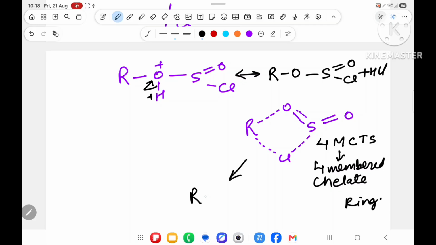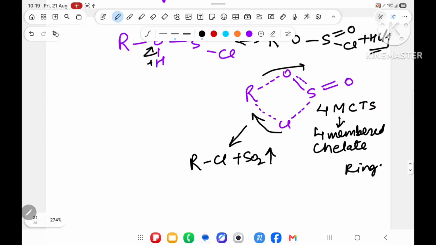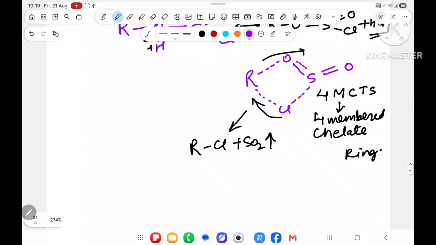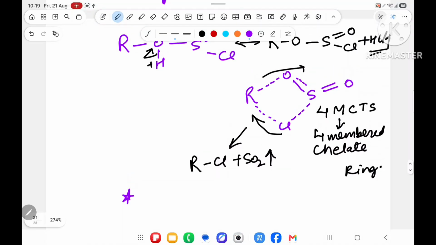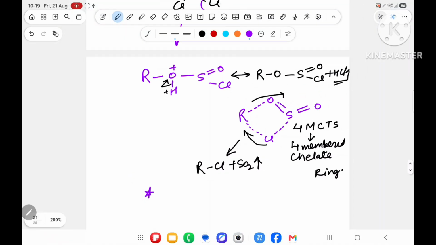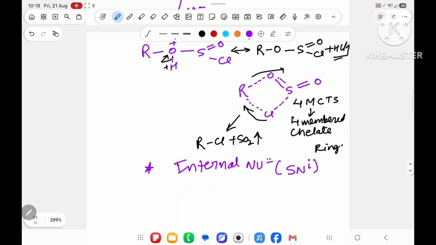After that, RCl will come. This Cl will go here and this total will go outside. So what is going outside? SO2, as Cl has already gone outside as a gaseous product. Everything happens inside, so it is known as an internal nucleophile. Whenever an internal nucleophile is there, it will follow SNi, intramolecular nucleophilic substitution, and intra will do retention, not inversion.